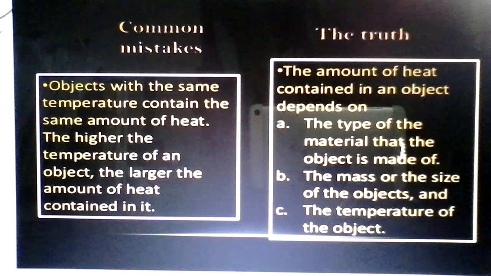Okay, so the truth is the amount of heat contained in an object depends on the type of material the object is made of, the mass or size of the object, and of course the temperature of the object. So we need to take into account these three factors in order to determine whether the object has a higher amount of heat contained in it or not. Okay.